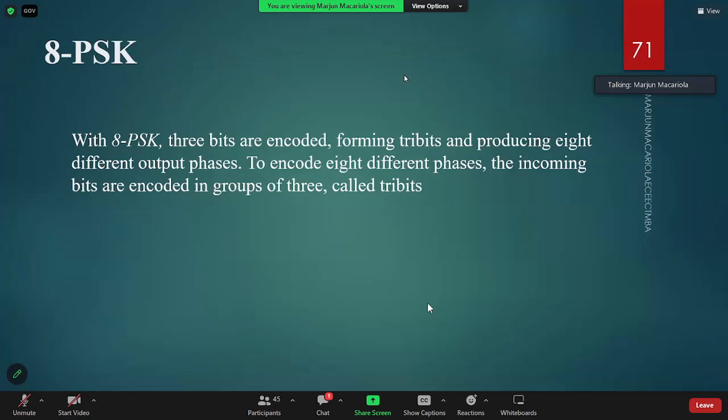Ayan. Nakikita yung screen? Yes po. Yes po.